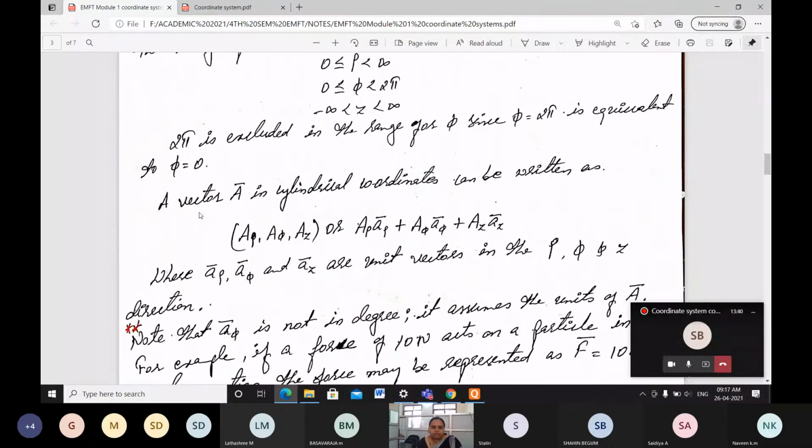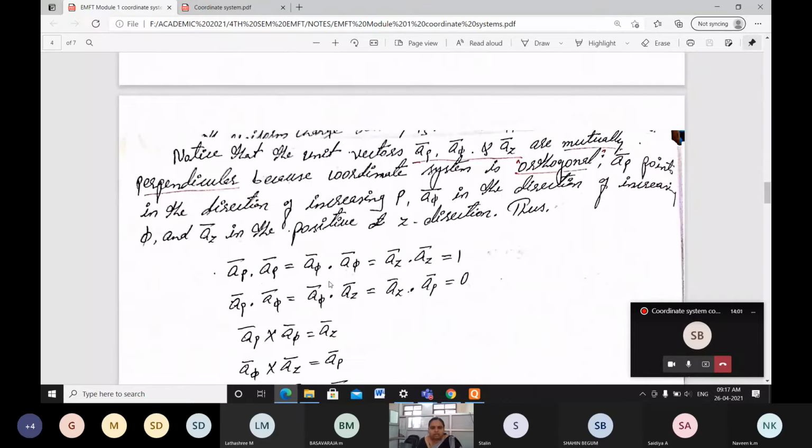Then how do we represent a vector in the cylindrical coordinate system? A rho, A phi and Az, or else A rho with the unit vector a rho, plus A phi with the unit vector a phi, plus Az with the unit vector az. This is the representation in terms of a vector.